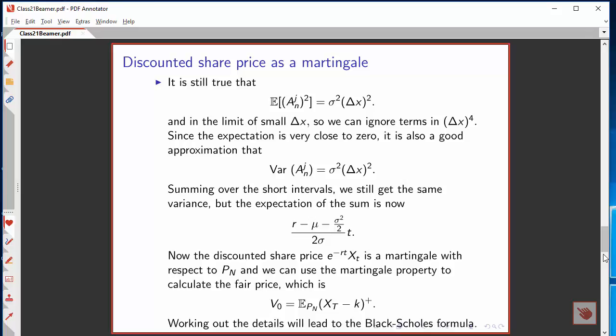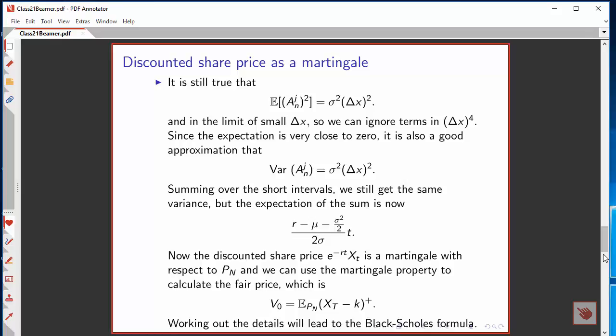If we sum over all these short intervals, we still get the same variance as before, but we now know the expectation of the sum of the variances. It's (r minus mu minus sigma squared over 2) divided by 2 sigma times t, proportional to t as before.